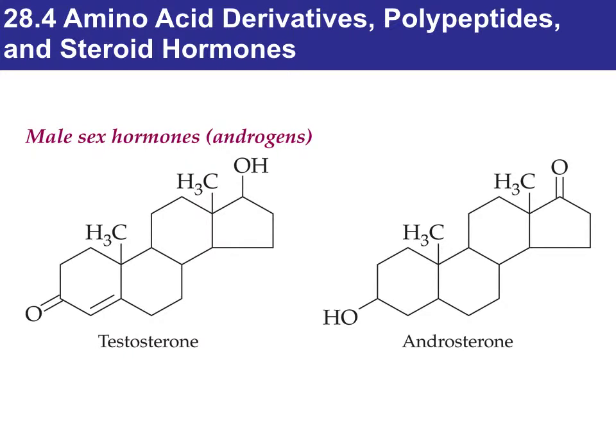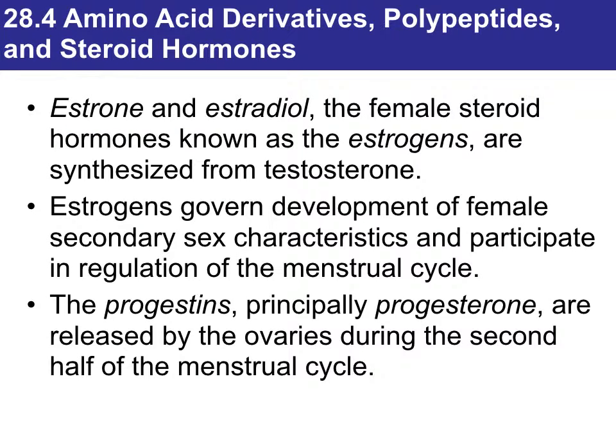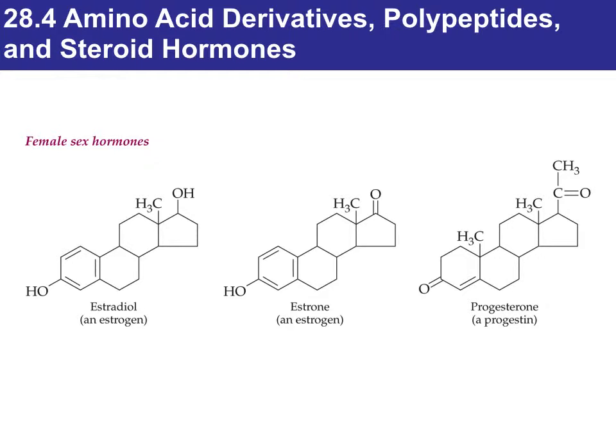When we're looking at the female equivalent, estradiol, the female steroid hormones, we call those the estrogens, are synthesized from testosterone. Now, they are very important, estrogens, because they help for development of female secondary sex characteristics and also participate in the regulation of the menstrual cycle. The progestins, especially progesterone, are released by the ovaries during the second half of the menstrual cycle. And this is their composition: estradiol, estrone, and progesterone.